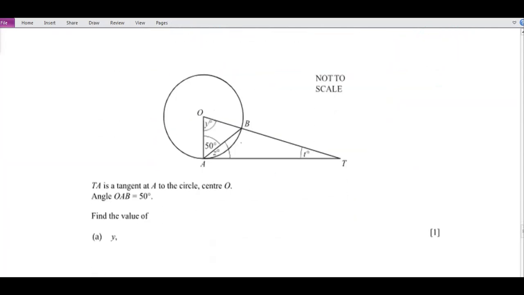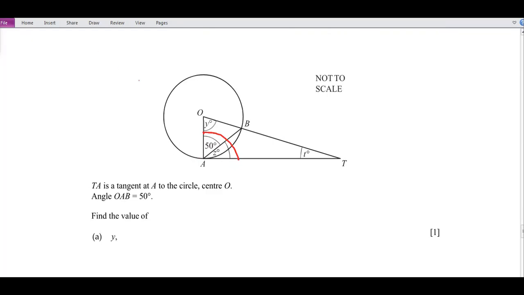All right. Coming to this one. Circle, AT is the tangent to the circle. We know that, and OA is the radius. Radius is perpendicular to the tangent. It means this total angle should be 90 degrees.